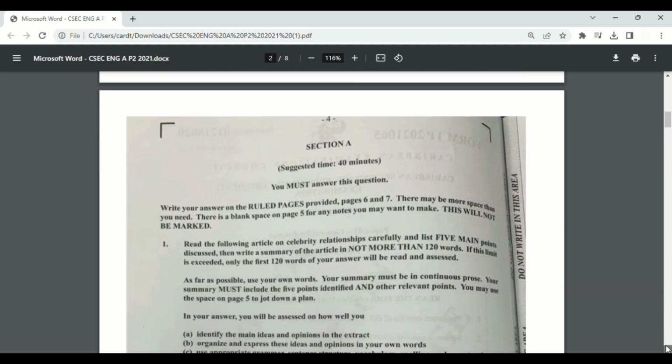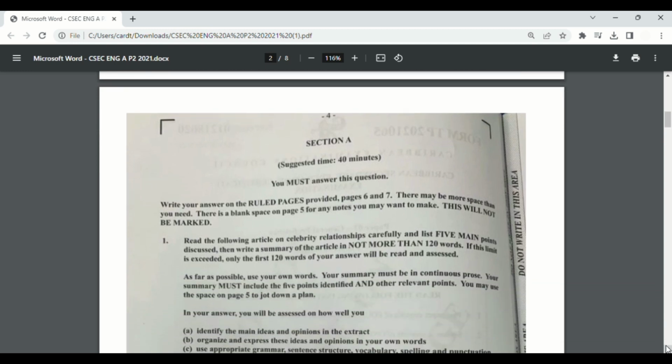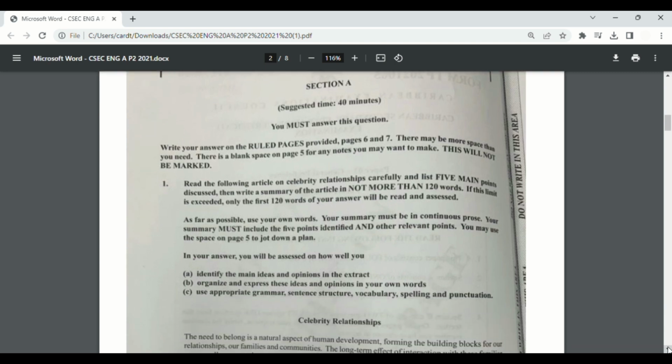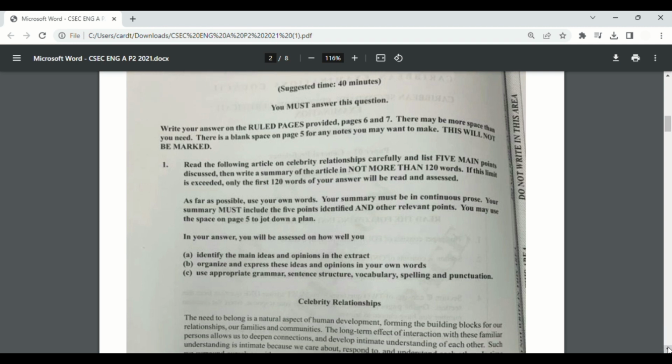So Section A. The instructions say we are only supposed to answer 1 question in Section A. It's compulsory, nobody skip over it. Let's begin. The suggested time to answer this question is 40 minutes. So in Section A, you must answer this question, and just from looking at it, we can tell that we're going to be writing a summary here.